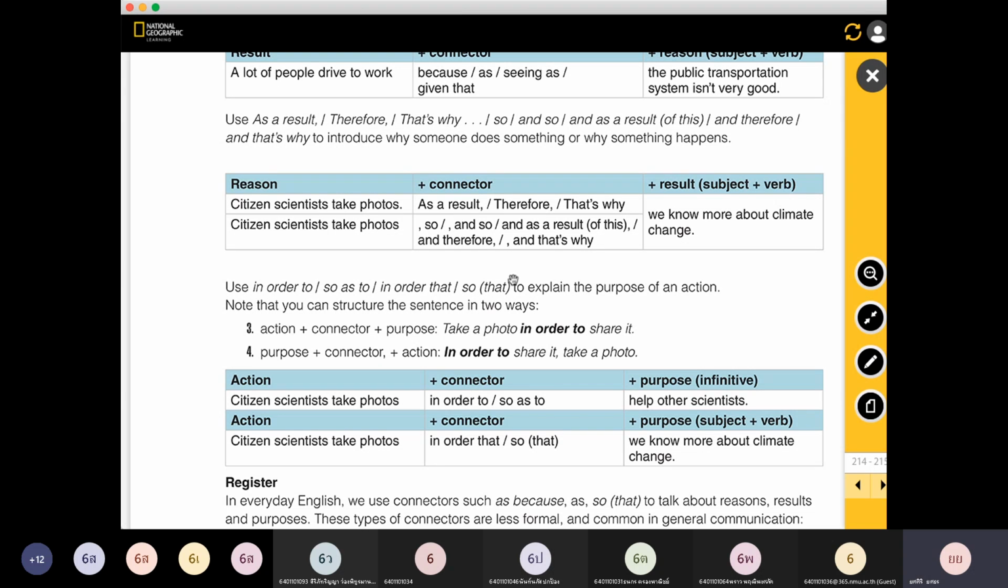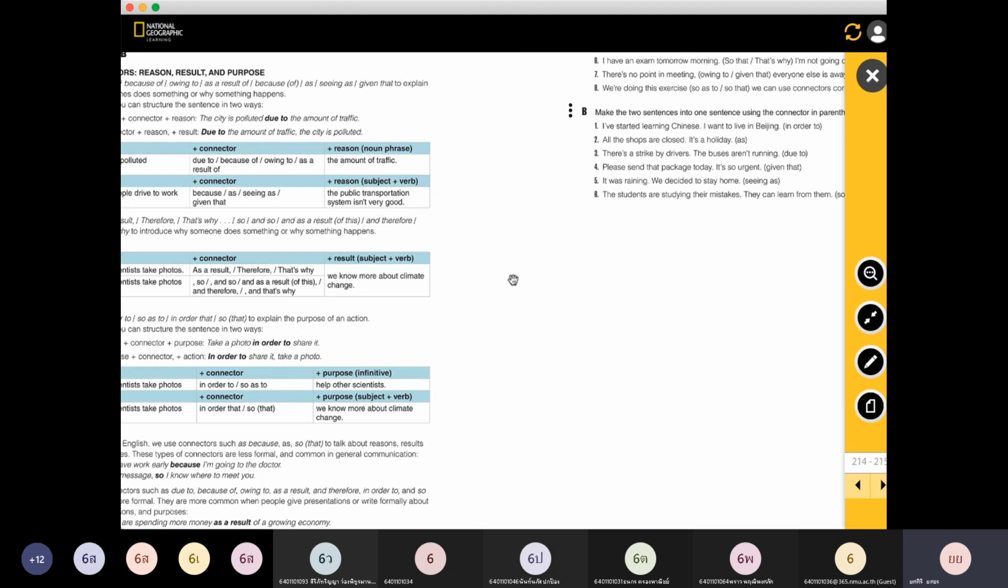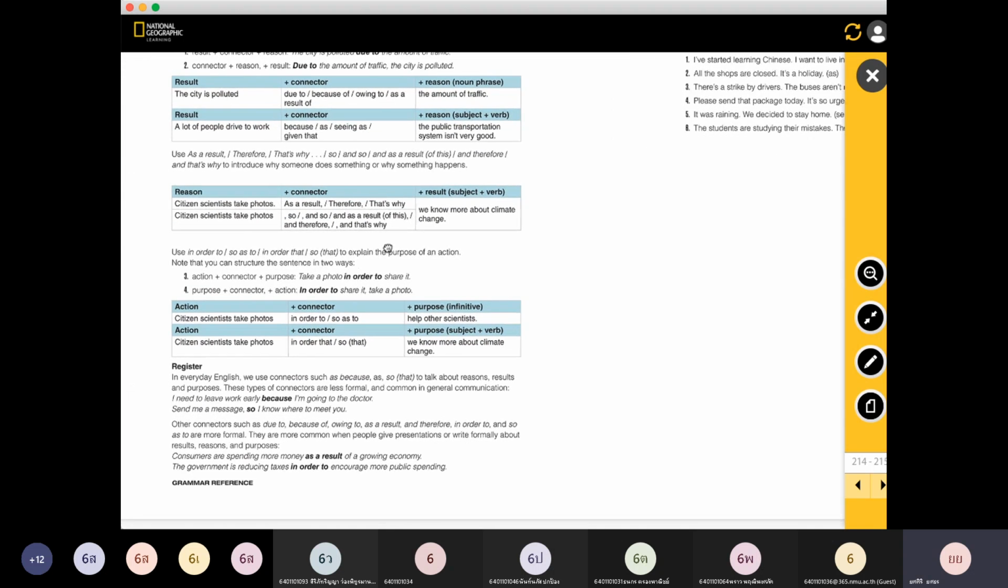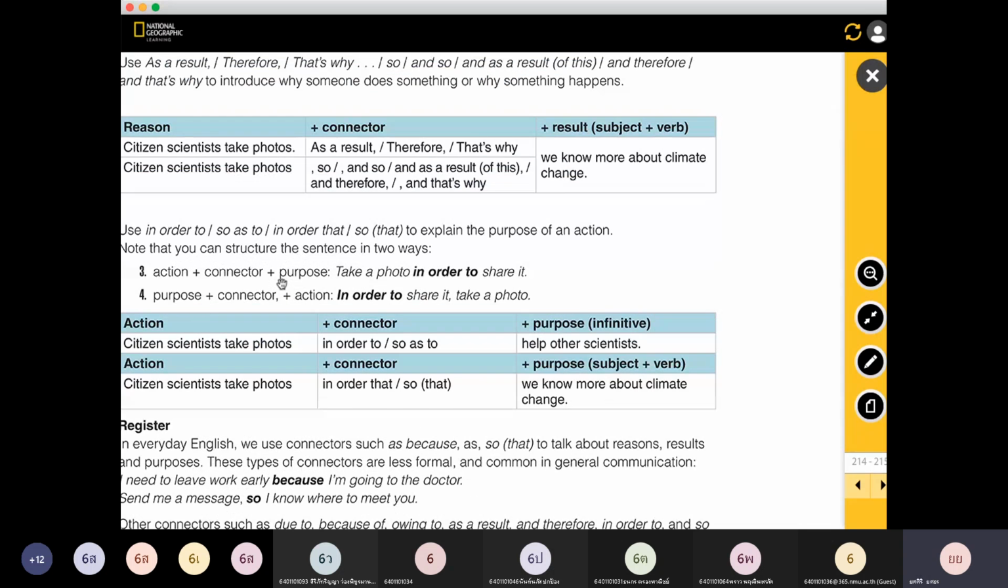If you use in order to, you see the to, right? The to is followed by an infinitive. And if you see in order that, you have to follow it with a clause here. But they are the same. They express the same thing, but it depends on the grammatical structure that follows. Okay.